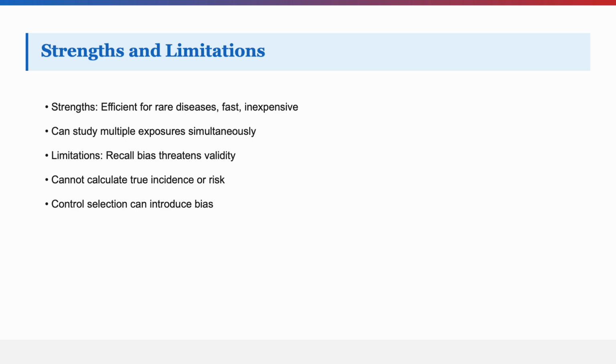Recall bias is a major limitation. Cases may remember exposures differently than controls, especially if they've been thinking about what caused their illness. A cancer patient might scrutinize their past diet more carefully than a healthy control. You cannot calculate true disease incidence or risk from case control data because you sampled on disease status. The odds ratio is your measure of association. Control selection is challenging. If controls don't represent the source population, your odds ratio is biased. Many case control studies have been criticized for inappropriate control selection.